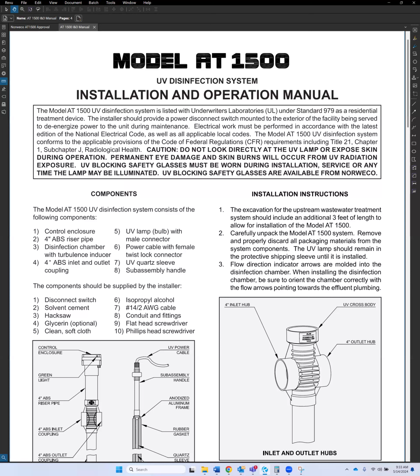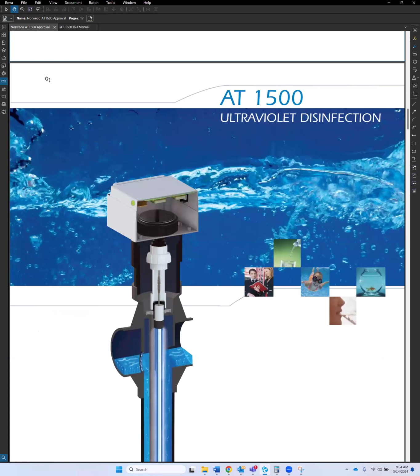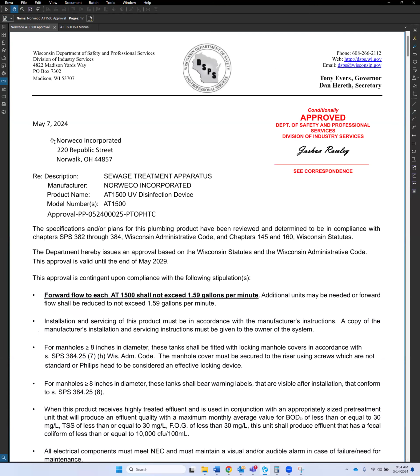Josh, what is the best way to find this in ISLA Public Lookup? Is it by the manufacturer name or by a product category, or what is the most reliable way to find it? I would search by the manufacturer, which is Norweco, not to be confused with Norwesco. So it's Norweco, not Norwesco. That'll give you the fastest link to their products, and then you can find the AT1500 within their products also.